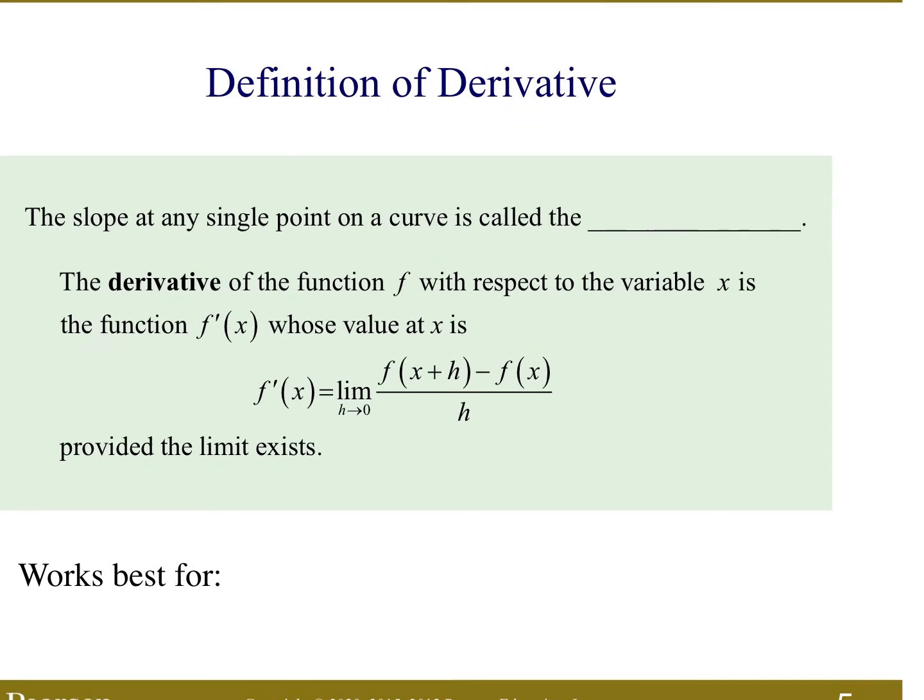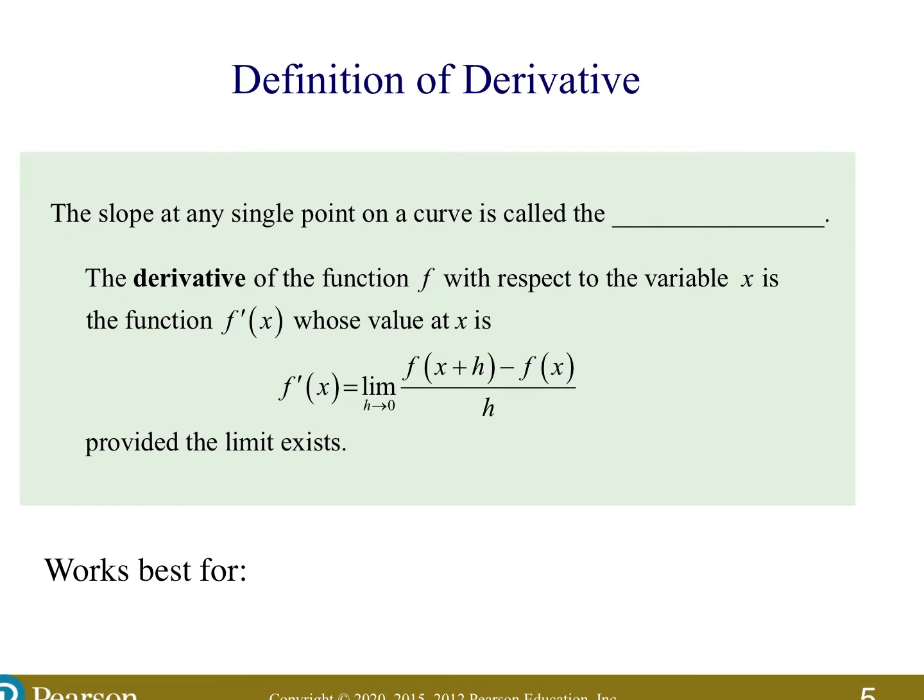So here we go. The slope at any single point along a curve is called the derivative, the derivative of the function. And again, it just needs you to know that this was Newton. Is there going to be a question about that on the AP test? They'll say use Newton's method to prove something.